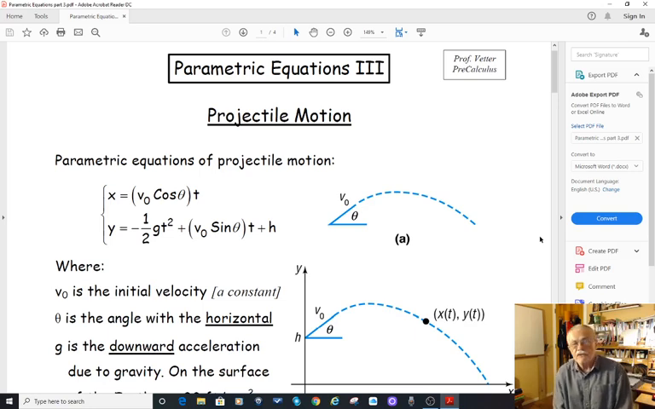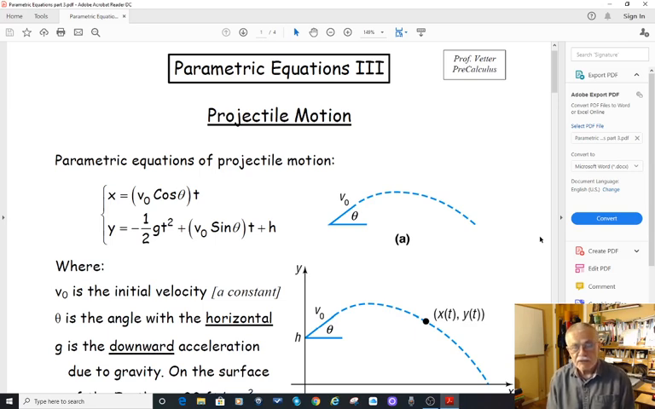Parametric Equations Intro was the theory. Part 2 was changing from parametric to rectangular form and vice versa. We did the interesting problem of the ellipse and talked about speed and omega. Now, this is an example.